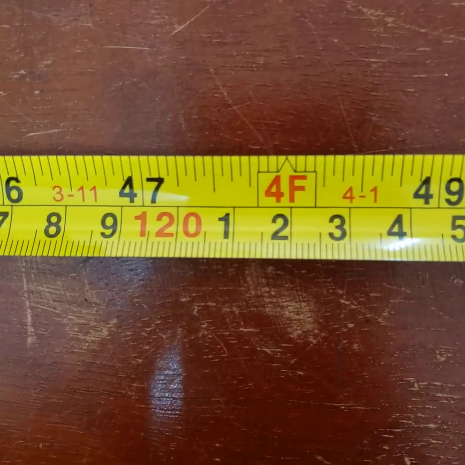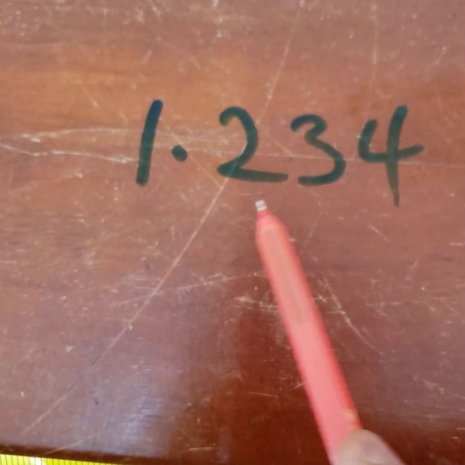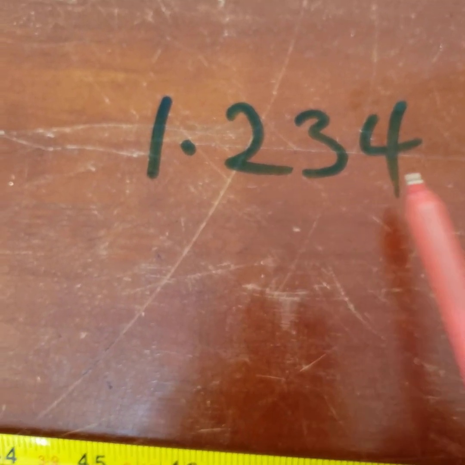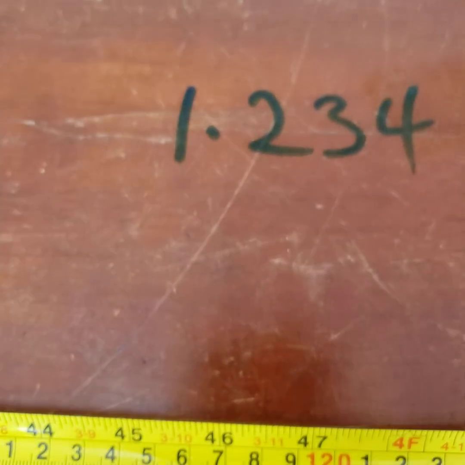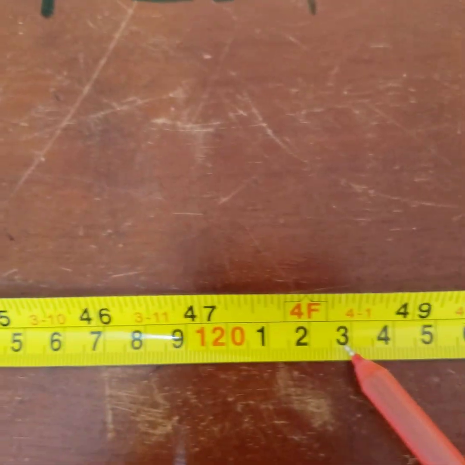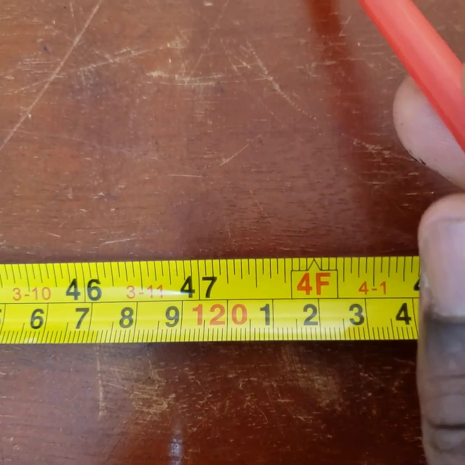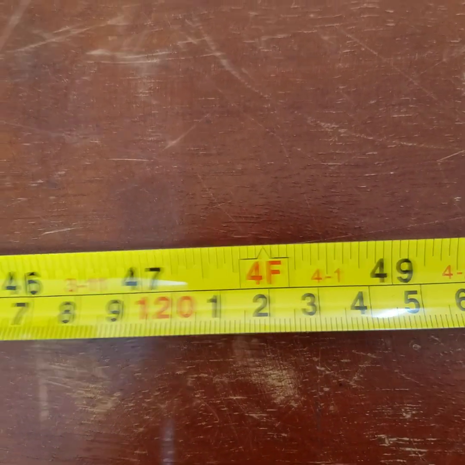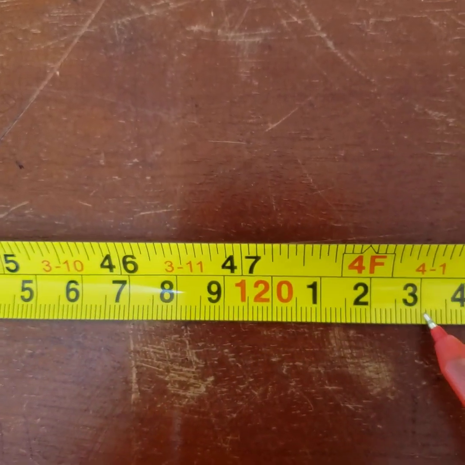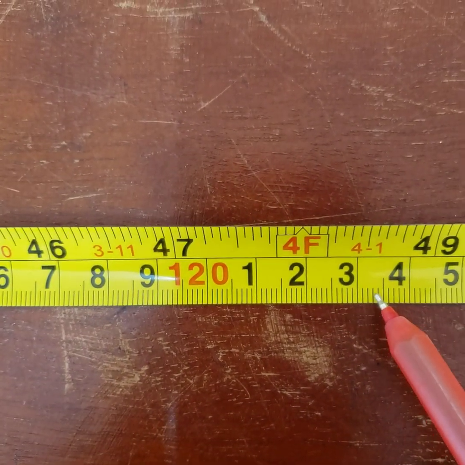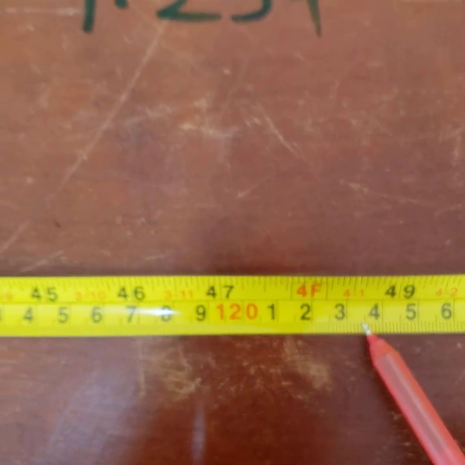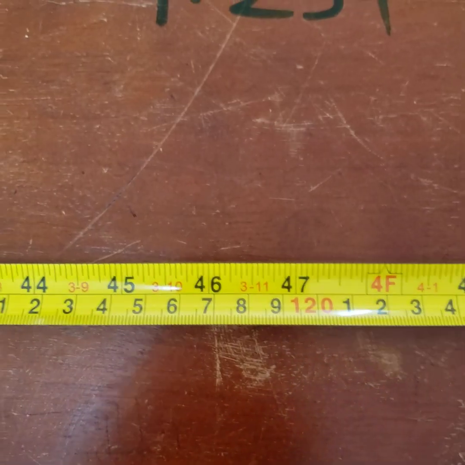Yes, then 4. So now 1, 2, 3, 4. 1.234, 120, right? And then the 3, the centimeters that add up from there. Then the 4 will be the smaller strips that add from 3. We can count 1, 2, 3, then 4. This is how we use a tape measure on the metric scale.